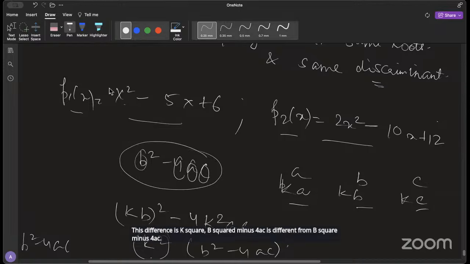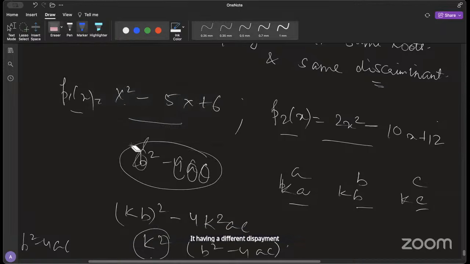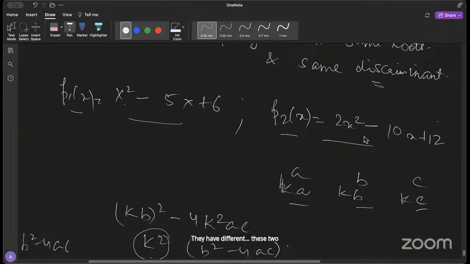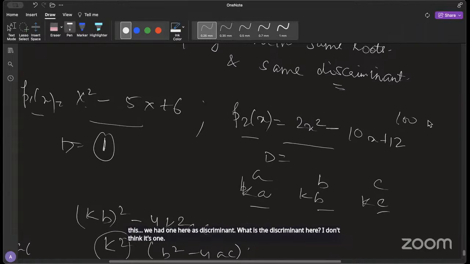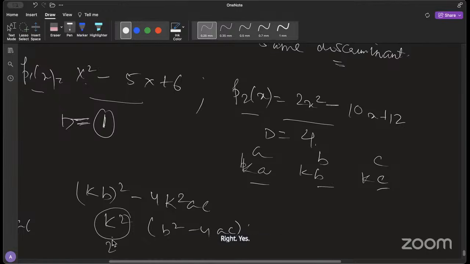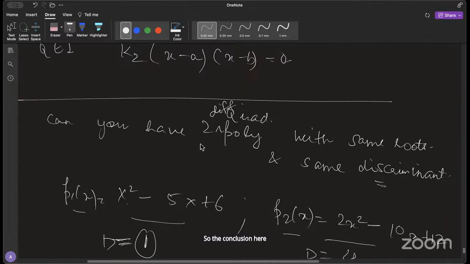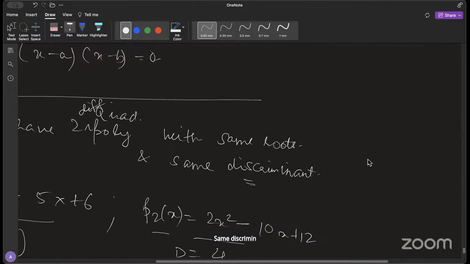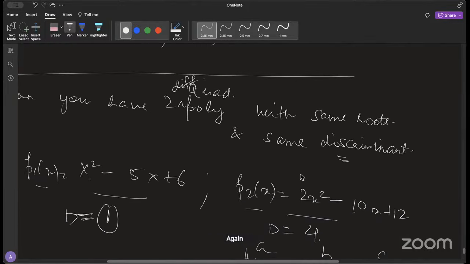They have different discriminants. We had 1 here as the discriminant. What is the discriminant here? It's 4, 100 minus 96. So it makes sense. The discriminant here is multiplied by 4, k square, because k is 2. There's 2 square from here. So the conclusion here is: can you have two different quadratic polynomials with same roots and same discriminant? Can that happen?